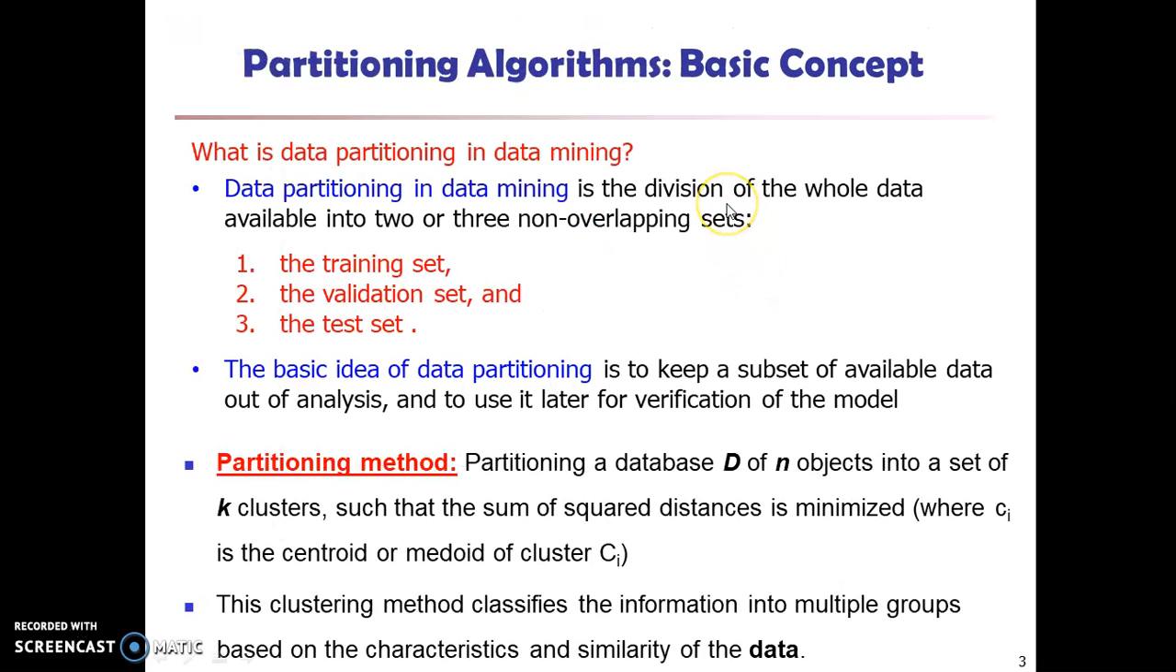Okay. First we'll define the data partitioning. Data partitioning in data mining is the division of whole data available into 2 or 3 non-overlapping sets. For example, if you have a database, there you have a number of data points. So all these data points can be divided into 2 or 3 non-overlapping sets. These can be listed like the training set, the validation set, and the test set.